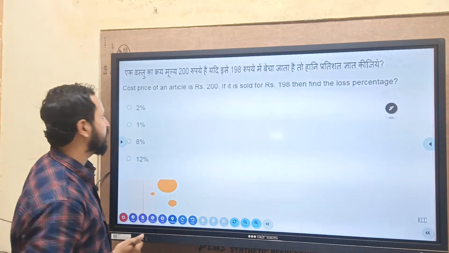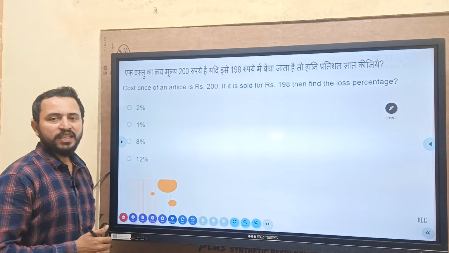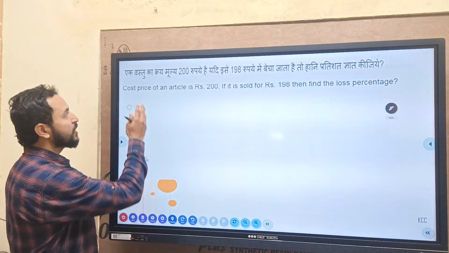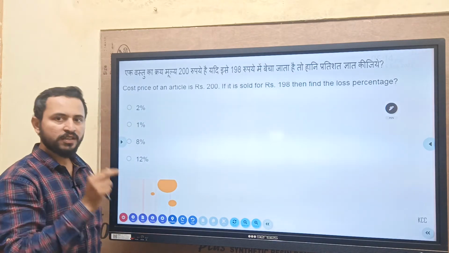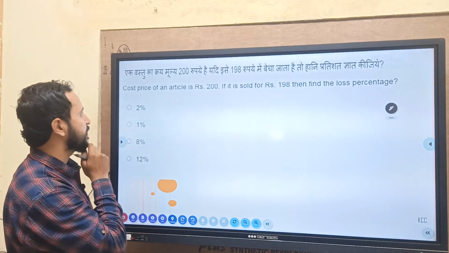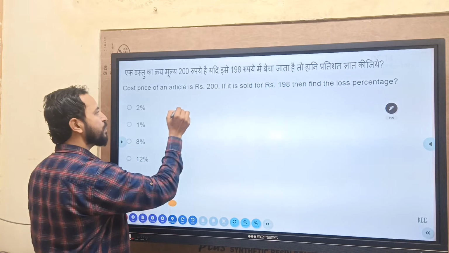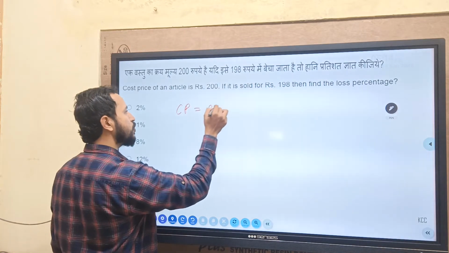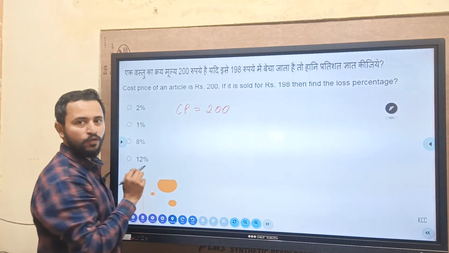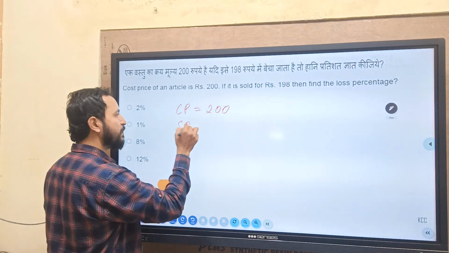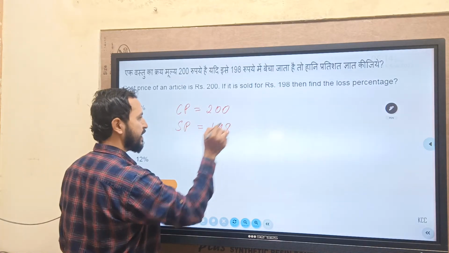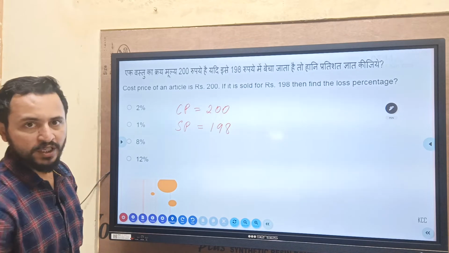So let's begin it. The first question is basically on cost price, profit and loss, this topic is asked here. Okay, let's write this thing first of all. Cost price of the article is 200 rupees. Everyone, CP is equal to 200 and sold for 198. Selling price is equal to 198. What is the loss percentage?